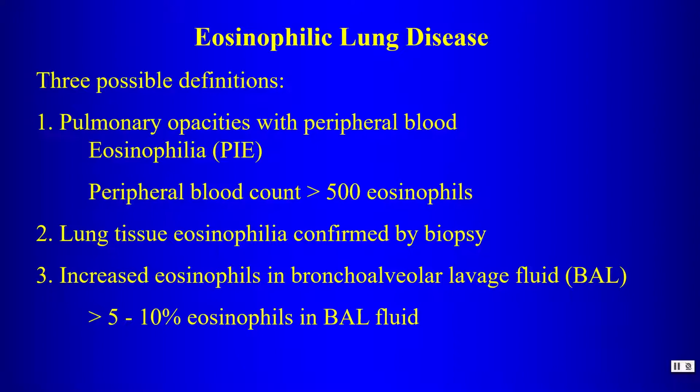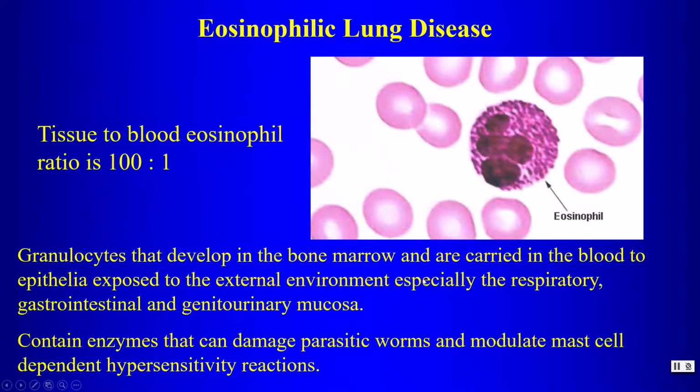There, the peripheral blood eosinophil count can be greater than 500. We can have lung tissue eosinophilia confirmed by biopsy, or we might have increased eosinophils in bronchoalveolar lavage fluid. So there, the eosinophils are greater than 5 to 10% of the count within the BAL fluid. The tissue to blood ratio of eosinophils is about 100 to 1.